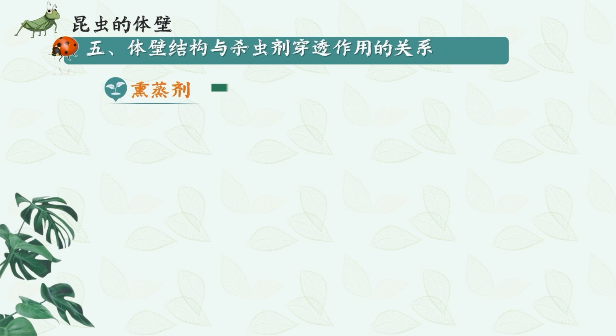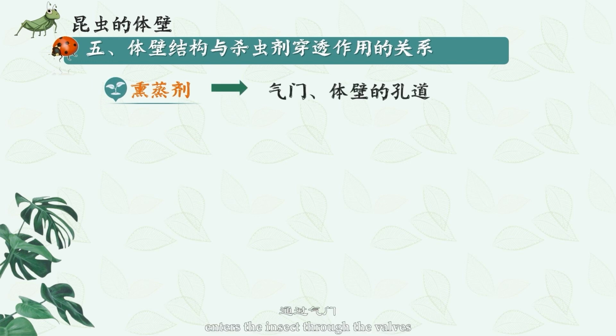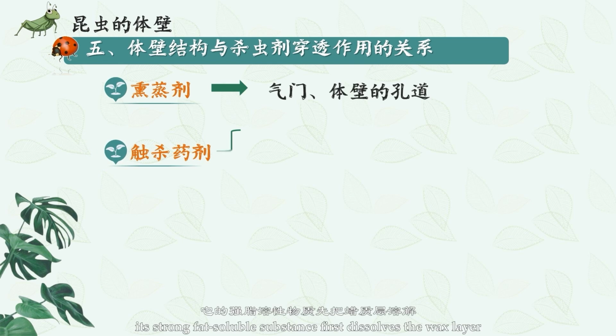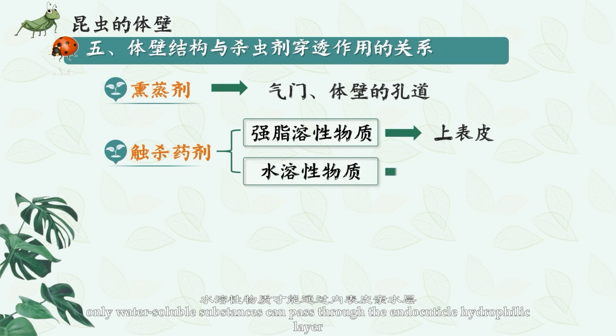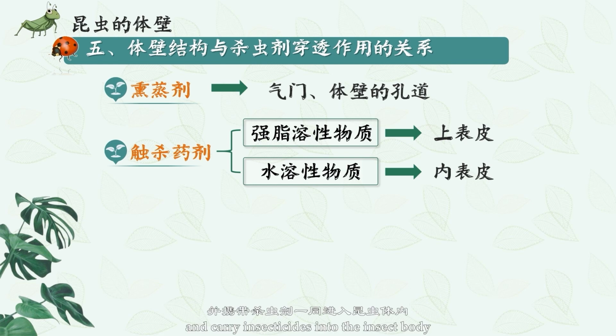For example, the fumigant enters the insect through the valves and pores on the integument to reach the target side. Contact insecticide, its strong fat-soluble substance first dissolves the wax layer and penetrates the cuticle. Only water-soluble substances can pass through the endocuticle hydrophilic layer and carry insecticides into the insect body.